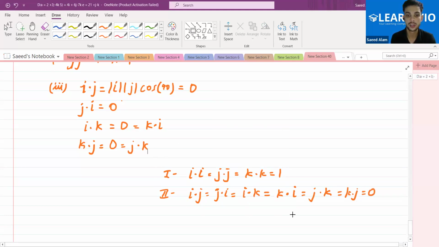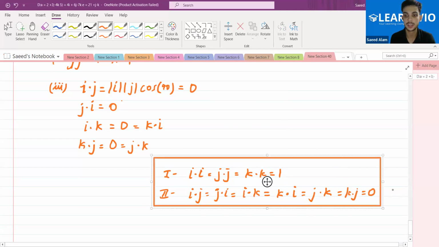So this is how you must always remember it. Whenever the dot product is done with itself, that is I dot I, J dot J, K dot K, it gives 1. Otherwise, the answer will always be 0. Understood?